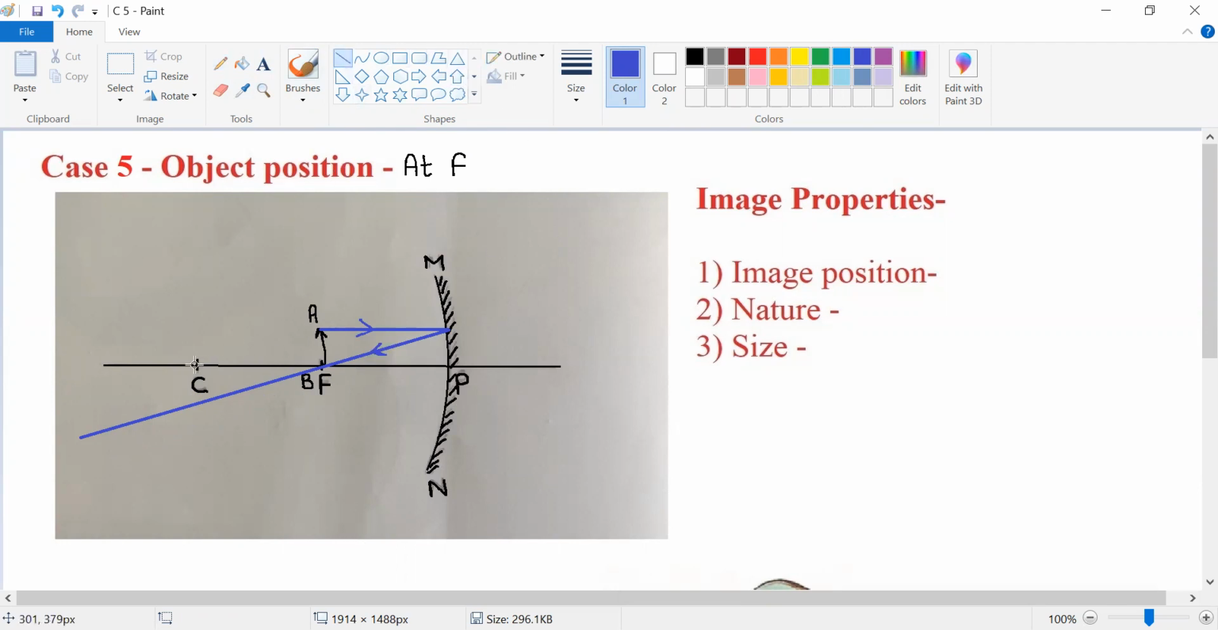The second standard incident ray that we know is a ray of light which passes from center of curvature of a concave mirror. It retraces its path. So you can see this is the ray of light which is passing from center of curvature and it is going along the same straight line path. So mark the arrow for the incident ray and mark the arrow for the reflected ray of light.